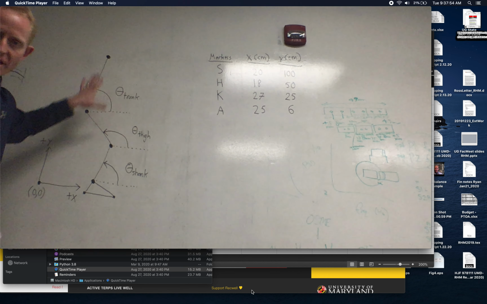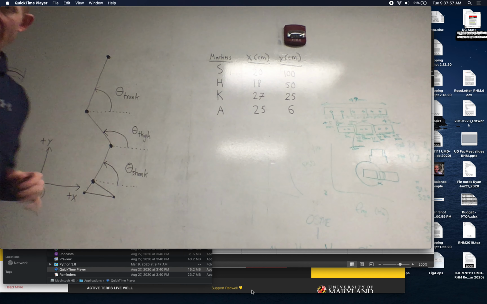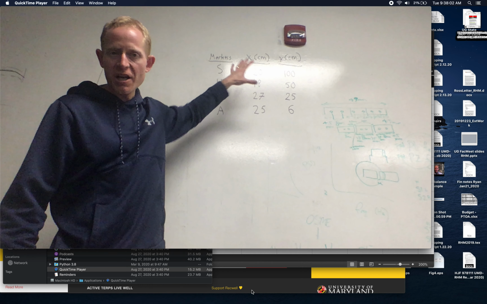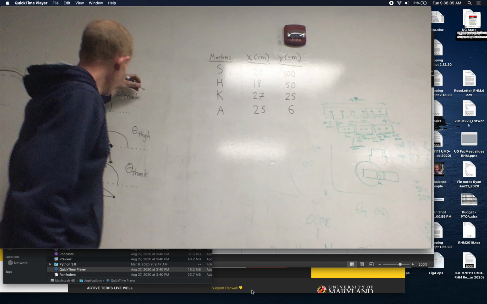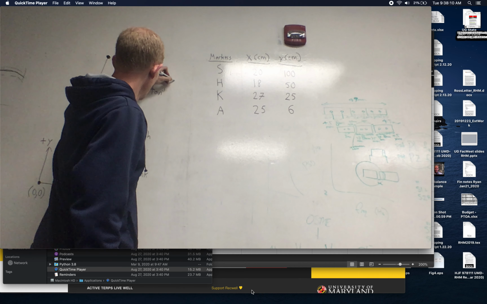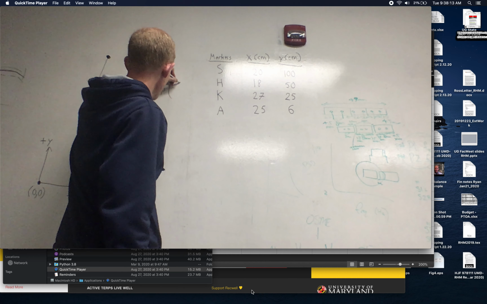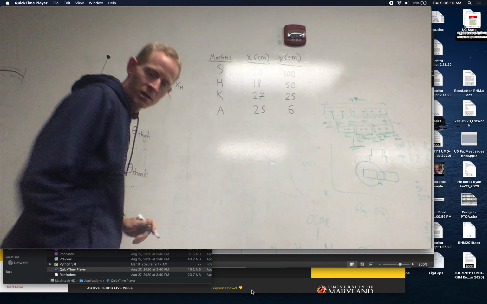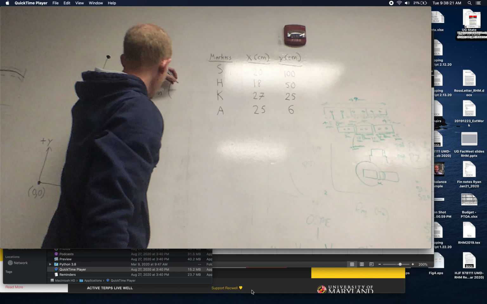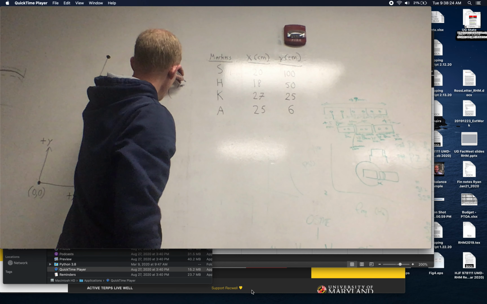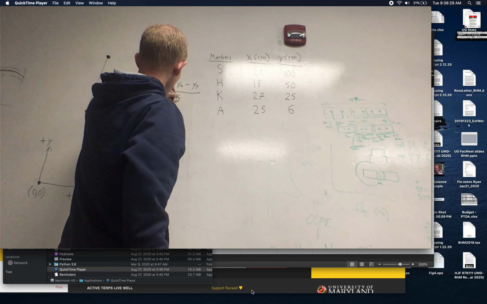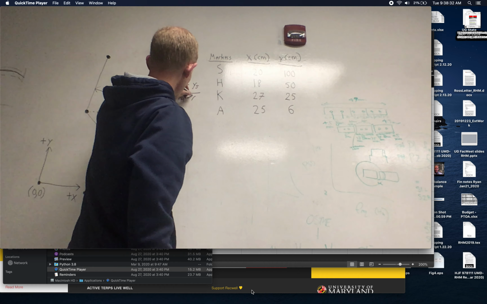So visually, I'm done. I've got my segment angles here. Numerically, I'm not done yet. I still have to actually calculate the values of these angles from these data here. And how do I do that? The trunk angle is the inverse tangent of the x-coordinate for the hip. Sorry, not the x-coordinate, the y-coordinate for the hip minus the y-coordinate for the shoulder divided by the x-coordinate for the hip minus the x-coordinate for the shoulder.